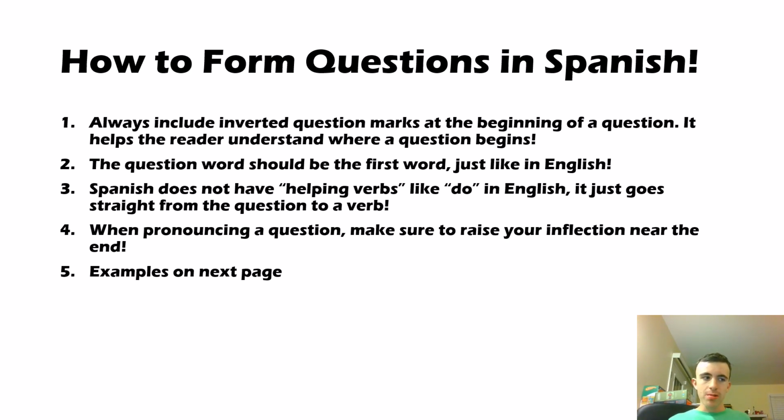And just like in English, the question word, which we'll get to on the next slide, is usually the first word. And Spanish does not have helping verbs like "do" in English. So in English you might ask, "Do you like playing basketball?" But in Spanish the corresponding phrase would literally just mean, "You like playing basketball?" I know it's weird, but eventually you'll get used to it the more fluent you get in Spanish. Okay, so with that in mind, when pronouncing a question, make sure to raise your inflection near the end, like I just did. Now let's take a look at some examples.